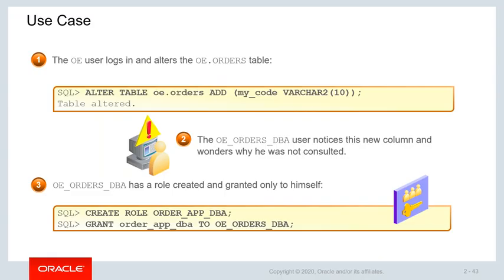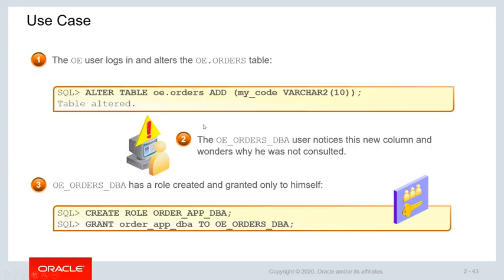So, how can you use this? Well, I've already demoed that, and I will show you my demo again. But let's say you have a user OE who logs in to the database and says, look, I would like to add a new column to my table orders. Now, OE is the owner of that table. The table is not in a realm or in a mandatory realm. If you're the owner of an object, you can do whatever you want with that object.